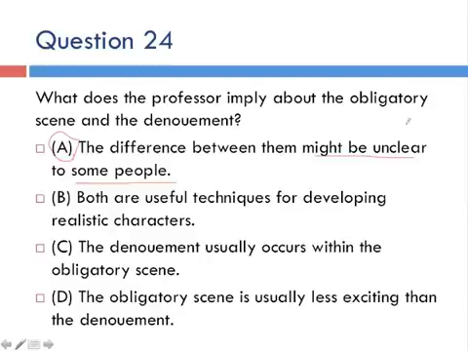Well, part of the idea is he did discuss the fact that obligatory scenes and denouements are not so easy to understand, and to understand the difference between them is pretty much going to be the challenge in this listening passage. The rest of them, if you notice, generally get some information wrong or misstate some things. For example, in C, it mentions that the denouement occurs within the obligatory scene. Well, we actually learned from the essay that the denouement occurs after the obligatory scene.